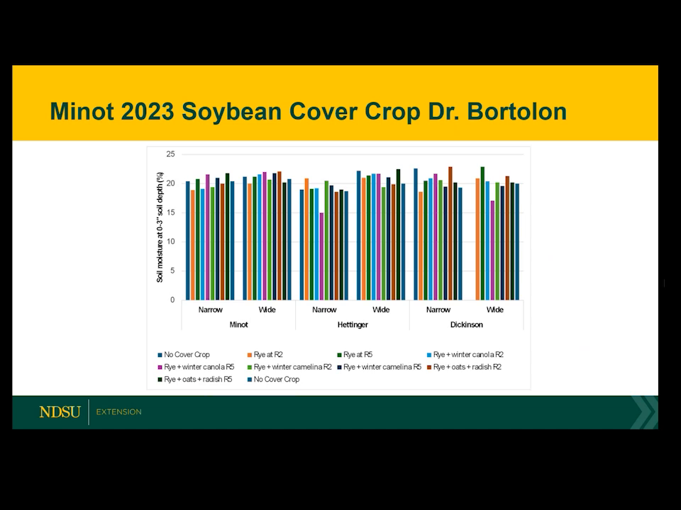So that's the other question we get: okay, we're throwing this rye out there, it's growing at the R2 or the R5 with the soybeans. I already showed you the yield. It didn't impact the yield, but people are always like, what's the soil moisture? So in the fall, we went out there and did some soil moisture samples from 0 to 3 inches. We showed no significant difference in soil moisture no matter which treatment we had.